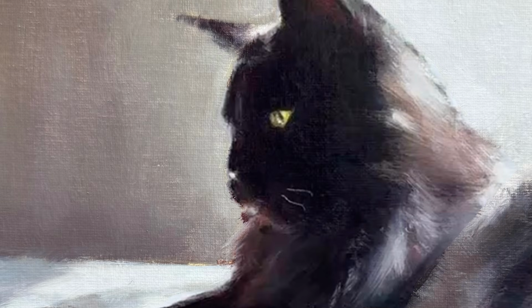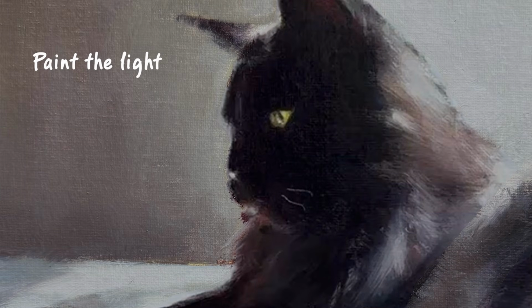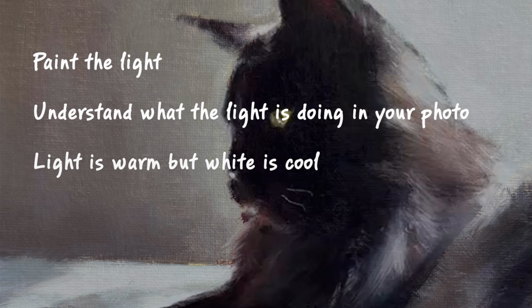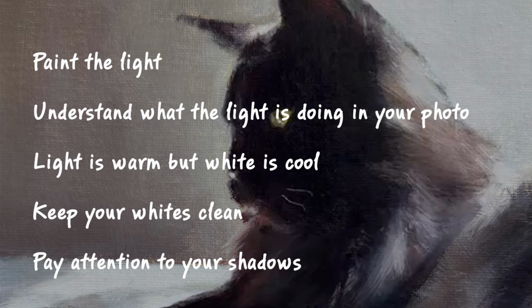To sum up then, paint the light rather than the object. Understand what the light is doing in your reference photo. Light is always warm, but white is cool. How you apply the paint to accommodate this is important. Keep your paint colours clean. Pay attention to your shadows.